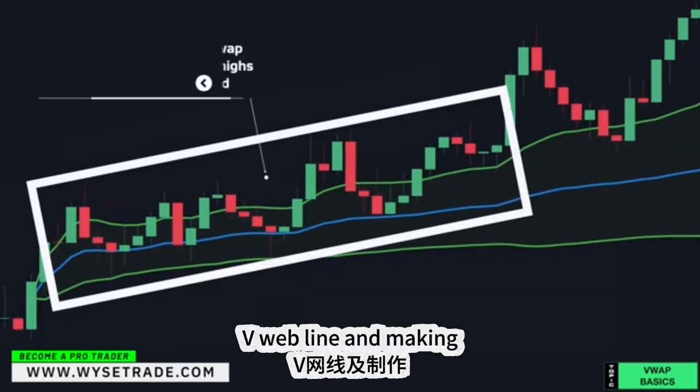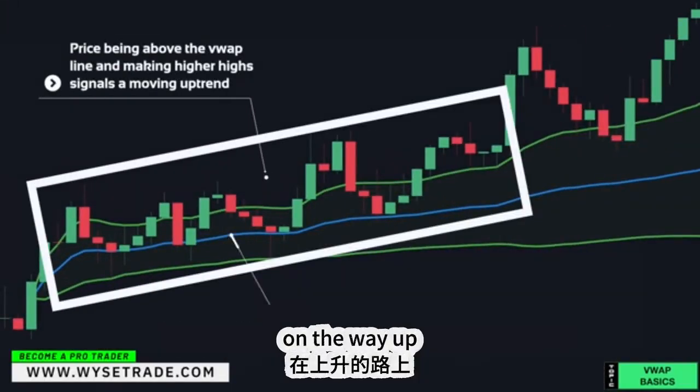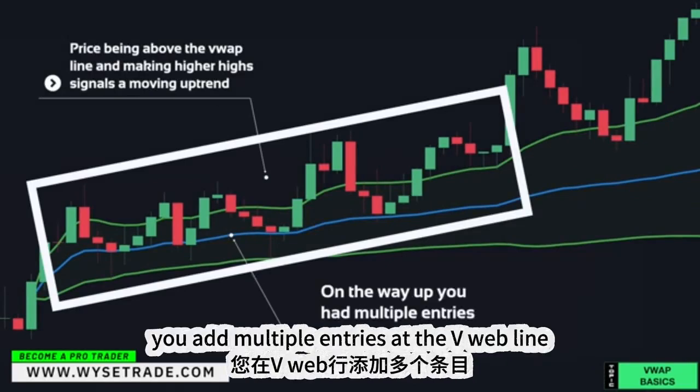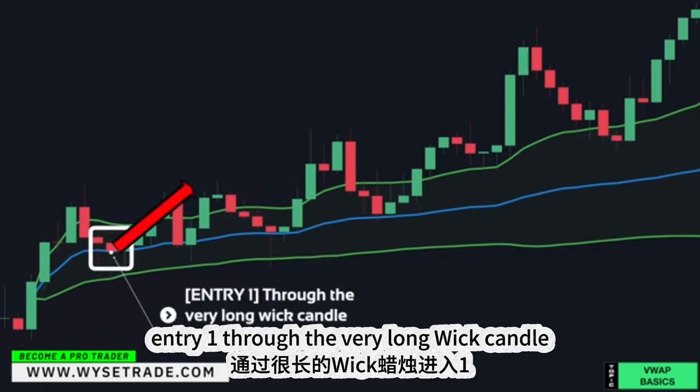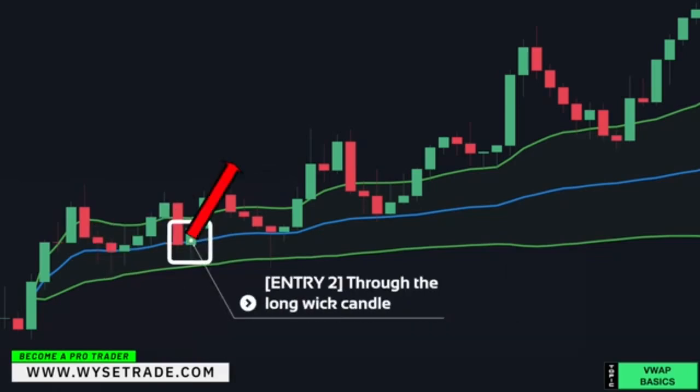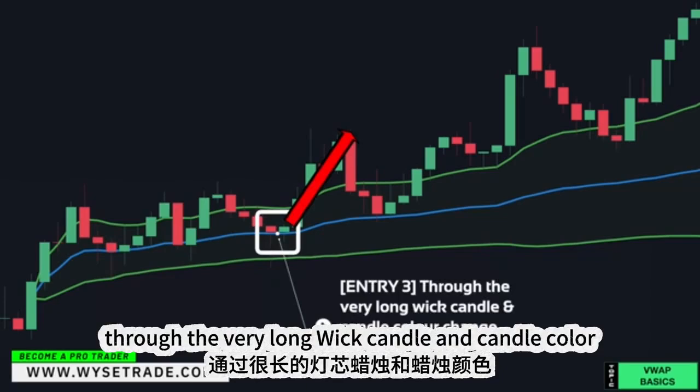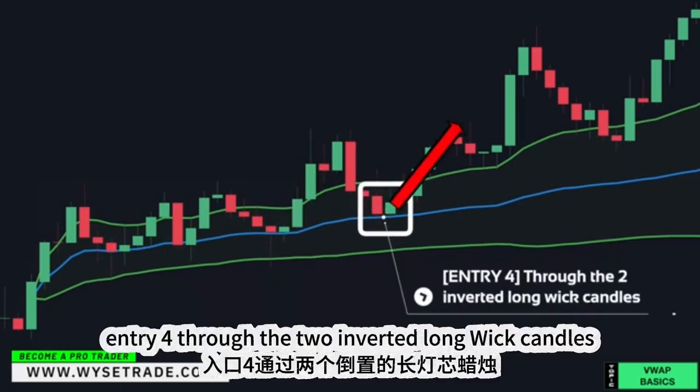Price being above the Vwap line and making higher highs signals a moving uptrend. On the way up, you had multiple entries at the Vwap line. Entry 1 through the very long wick candle. Entry 2 through the long wick candle. Entry 3 through the very long wick candle and candle color change. Entry 4 through the 2 inverted long wick candles.